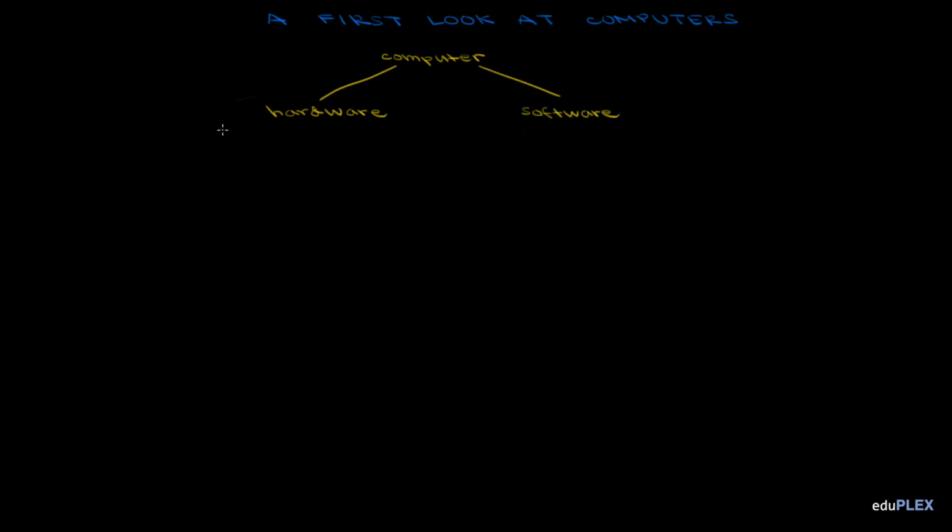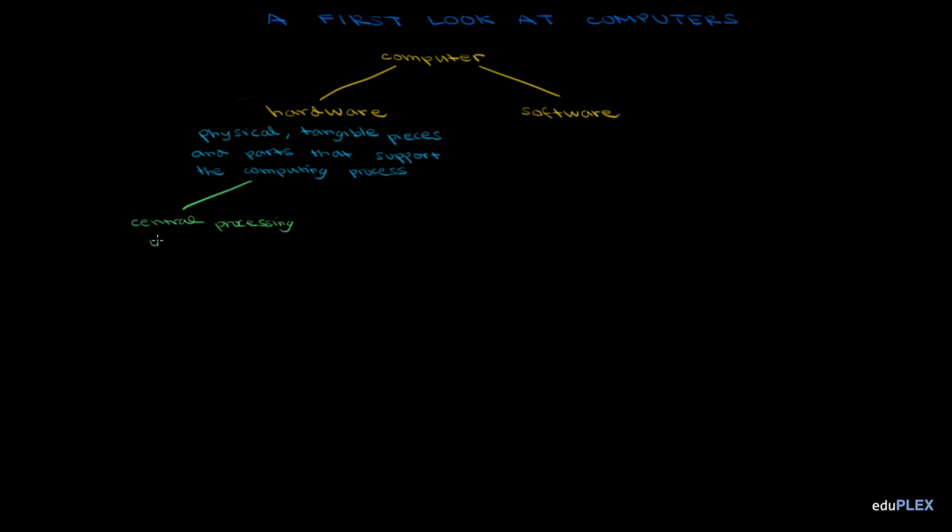The hardware of a computer system, in simplest terms, refers to the physical, tangible pieces and parts that support the computing process. Computers are made to complete tasks, and hardware allows us to give the computer commands and for those commands to be executed. The most important piece of hardware is the central processing unit, or the CPU, which executes the individual commands as we give them. Well, where are these commands coming from?